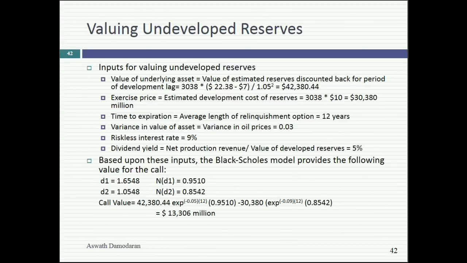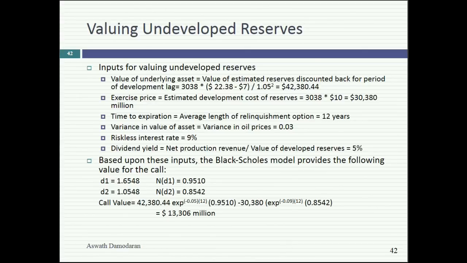Now let's bring the optionality in. There's 12 years that you get to play. The variance in oil prices was 0.03, so that's what you're calling on. The riskless interest rate was 9%, and if you decide not to develop the reserves, you leave those cash flows in the ground, so that becomes the cost of delay, the dividend yield. I plugged it into the dividend yield adjusted Black-Scholes, and I got D1, D2, N of D1, N of D2.